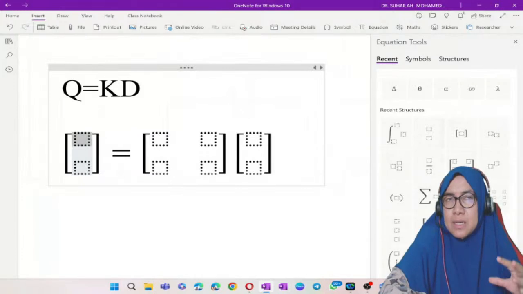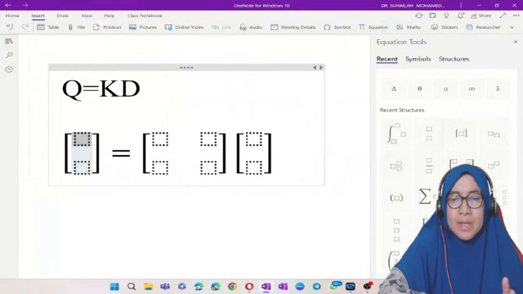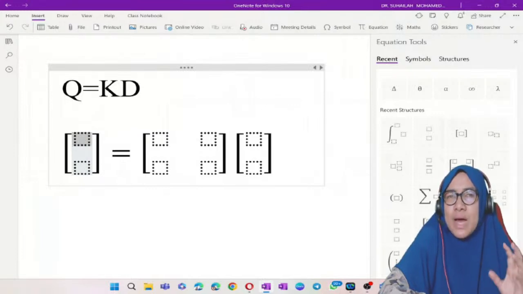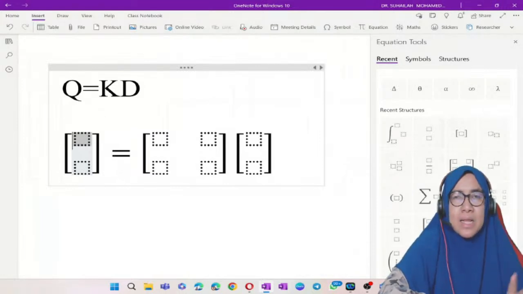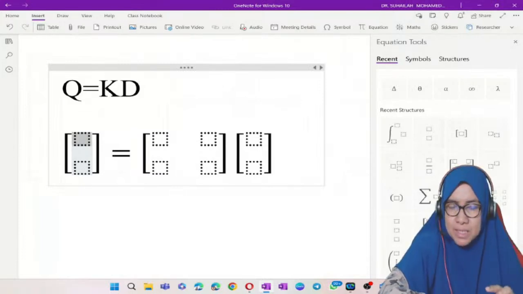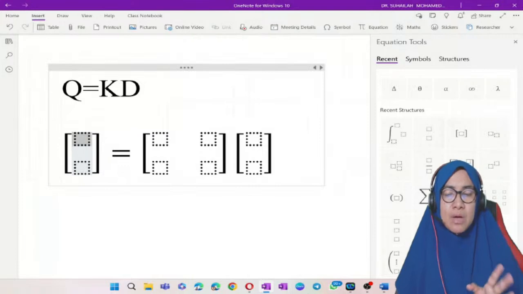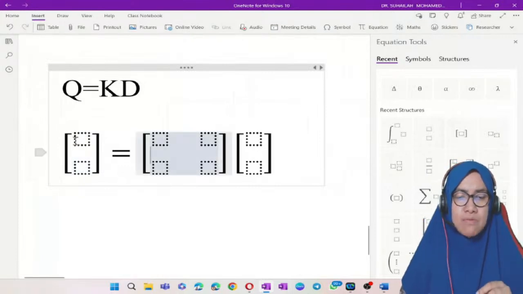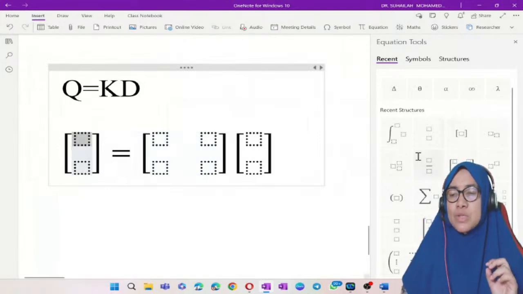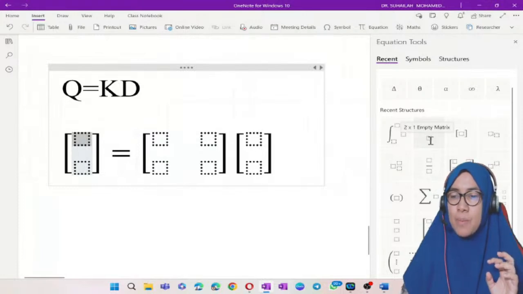This is the stiffness equation format when we want to solve for the unknown displacement. You don't have to calculate until 8 by 8, but only focus on the 2 by 2 matrix, until position 2, 2 in the matrix. The first one is for position Q1.